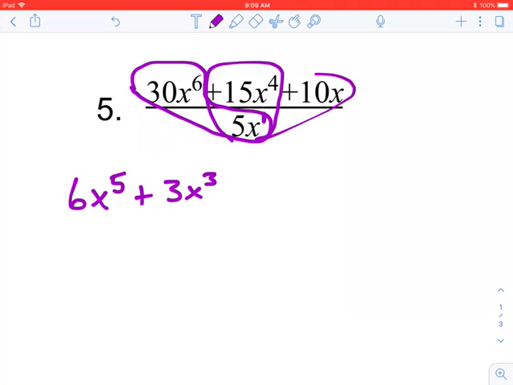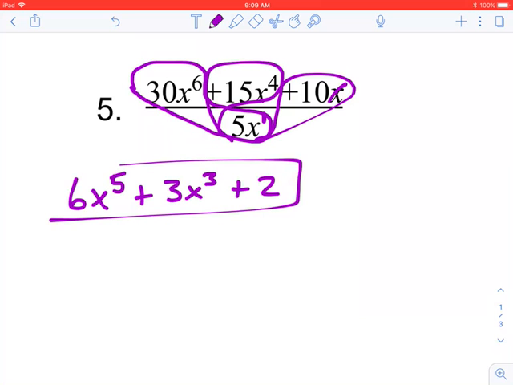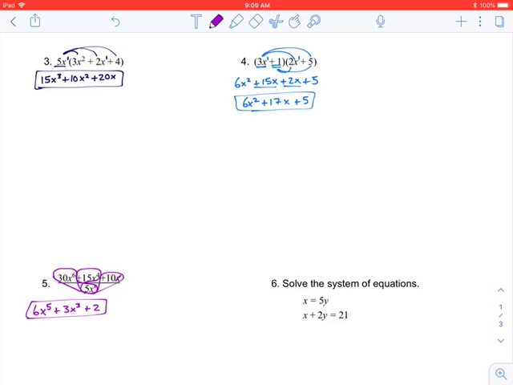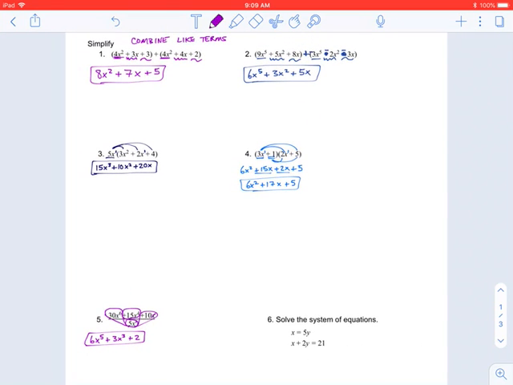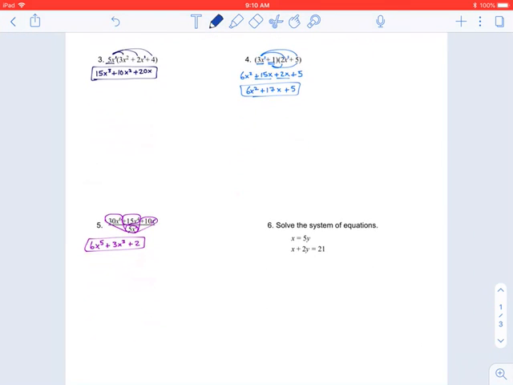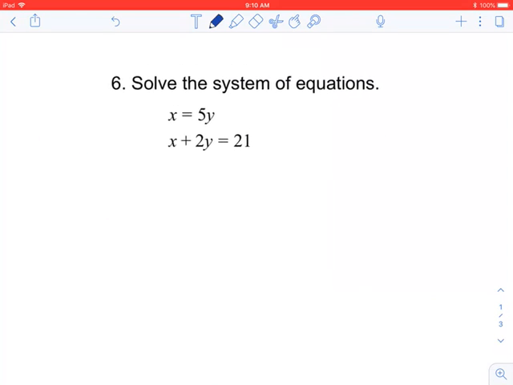And then the last one, 10 divided by 5 is positive 2. X minus x is going to be, 1 minus 1 is 0, so that x cancels out. And that's my final answer. Okay? So that's polynomials. That's all there is to that. So make sure if you have questions on that, you're asking. And then let's look at the systems.